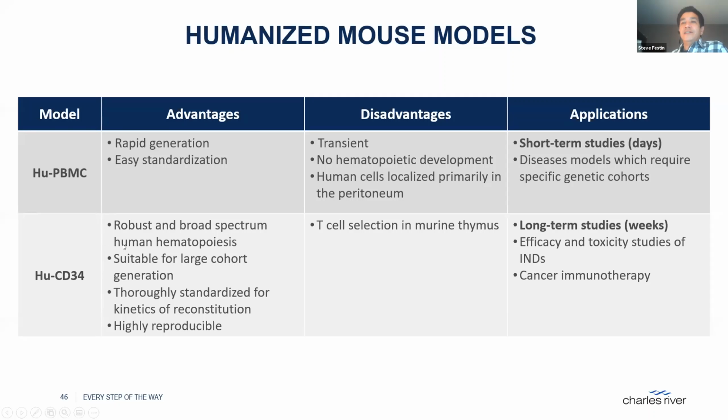And the advantages of the CD34 are somewhat obvious and straightforward. It's a bit more robust, and has a broad spectrum of human hematopoiesis, so a number of different cell types. It's suitable for larger cohort generation.